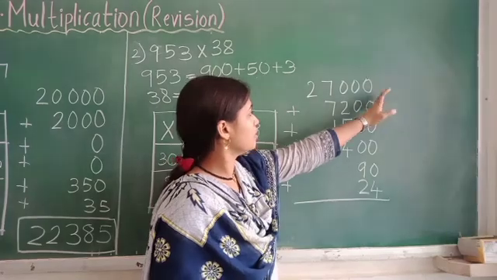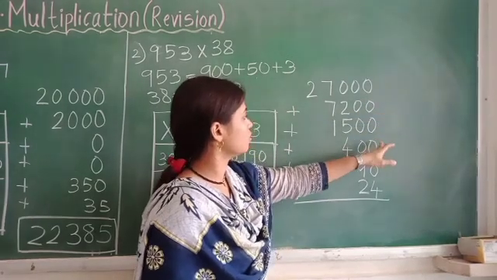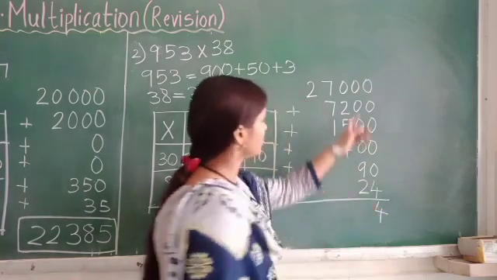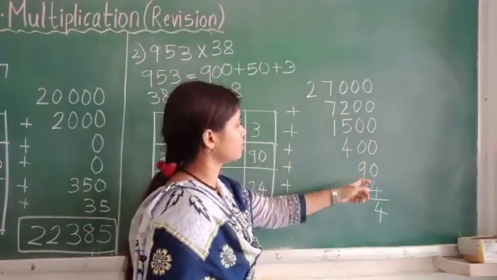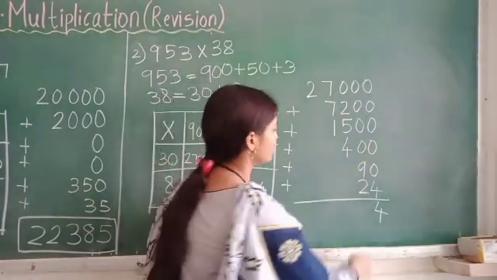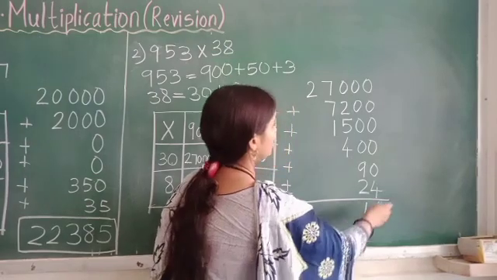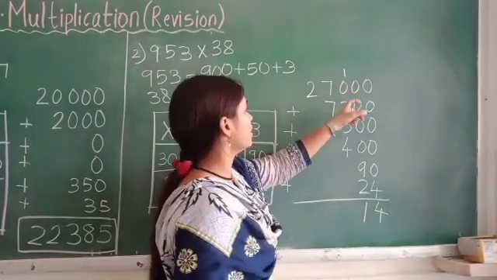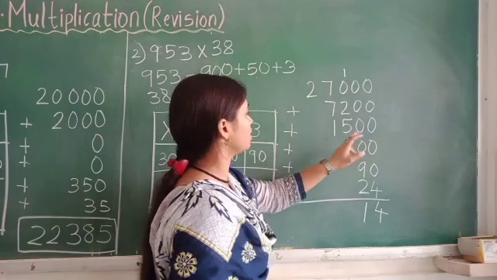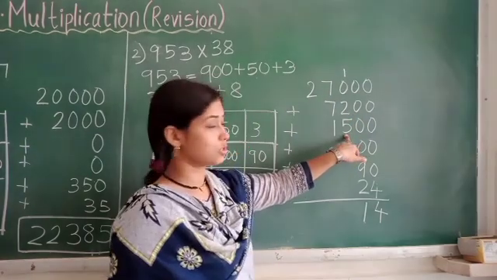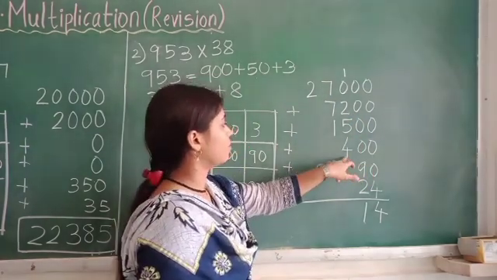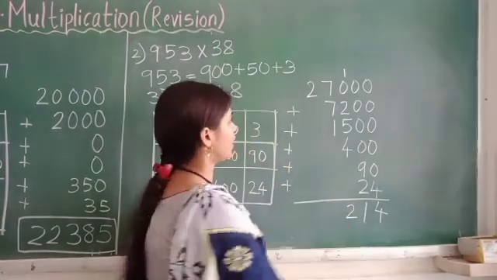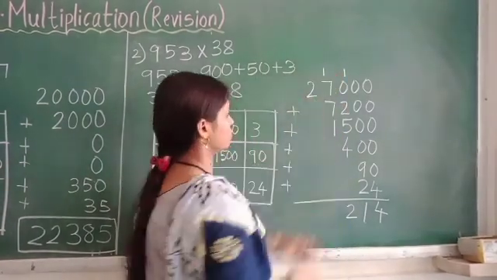Let us start from the unit place. 0 plus 0 is 0, and 0 plus 4 is how much? 4. 0 plus 0, 0 plus 9 is 9, 9 plus 2 is 11. 1 will write here and 1 we will carry to the next number. 1 plus 0 is 1, 1 plus 2 is 3, 3 plus 5 is 8 and 8 plus 2 is 12. 2 we will write here and 1 we will carry over to the next number.